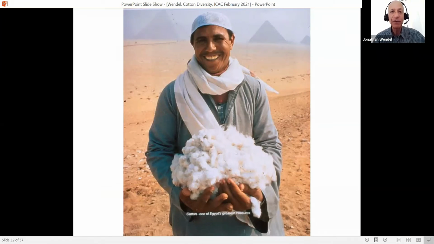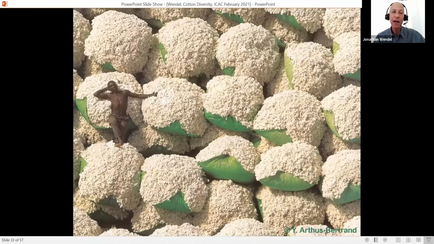And it's right about the same time those buildings in the background were being built that this plant was being domesticated half a world away. And here, ultimately giving rise to the world's most important fiber plant, is shown in this picture from Jan Arthus Bertrand's book, The Earth from Above, showing a worker in the Ivory Coast resting on his work product.